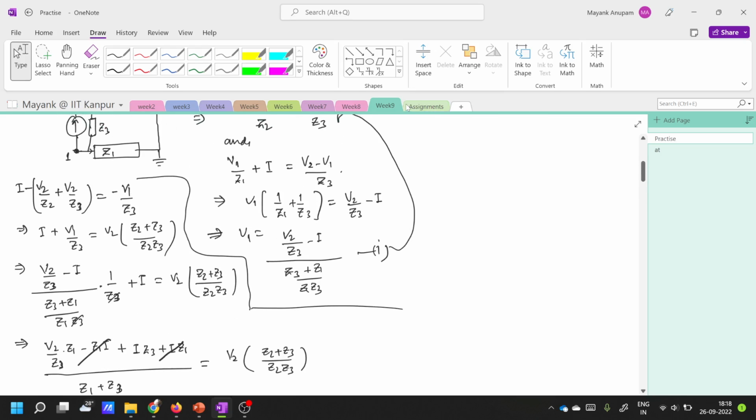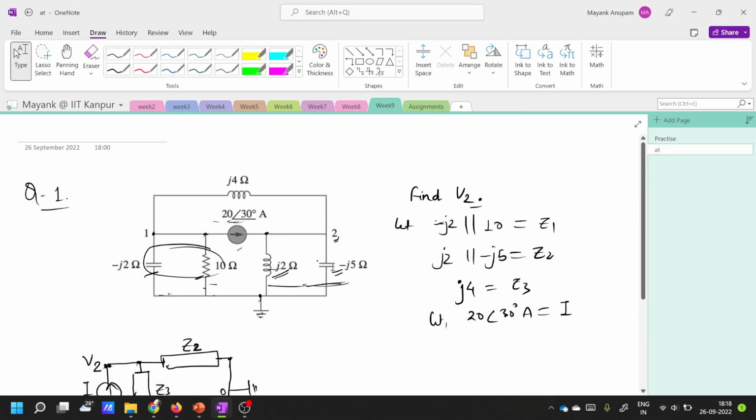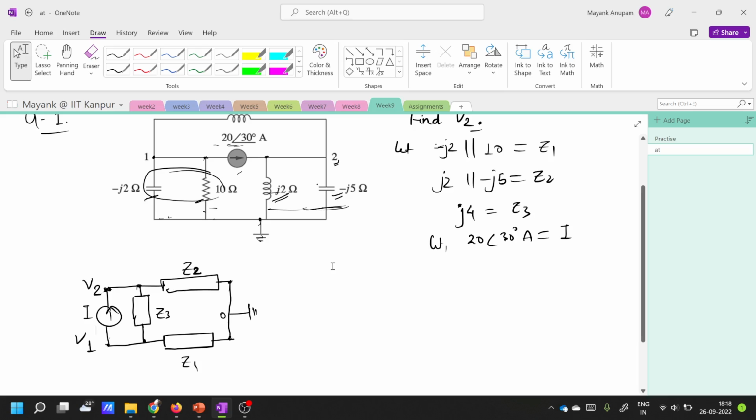So an alternate or easier method in this case would be to observe something. Remember the age-old source transformation. In this case you see this current source is in parallel to this impedance Z3. So you can clearly use source transformation here, right? Source transformation can be applied here, and after that, what will be the equivalent circuit?